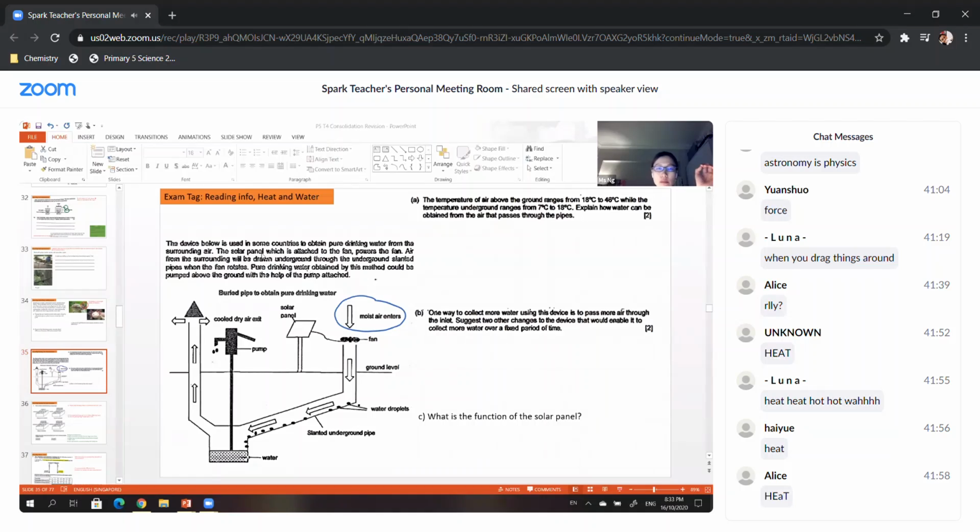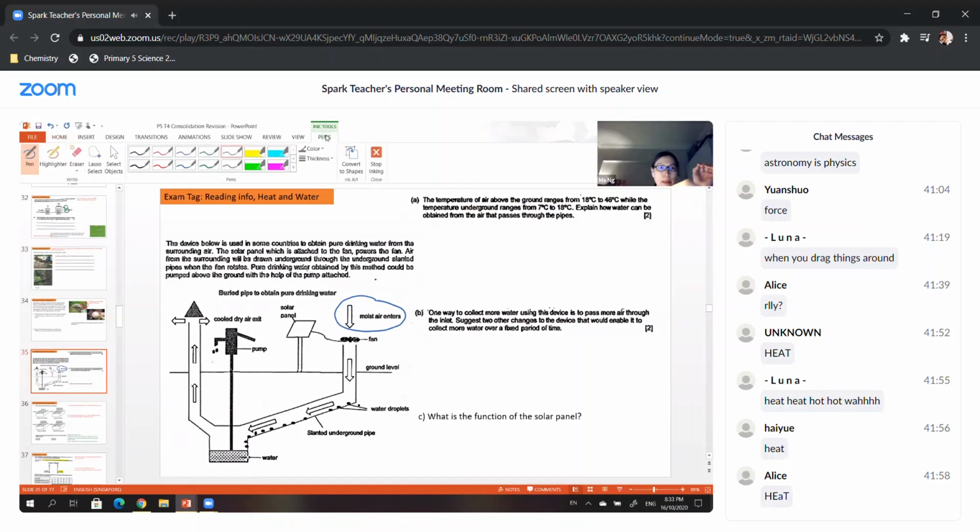So the solar panel, which is attached to the fan, powers the fan. So where's the solar panel? It's here. So air from the surrounding will be drawn underground through the underground slanted pipe. So this moist air means air with water vapor, yeah? So it goes down. And then you can see in this part of the picture, in the underground pipe, you notice water droplets. So you have to start thinking, how come there's water droplets? Where did they come from?